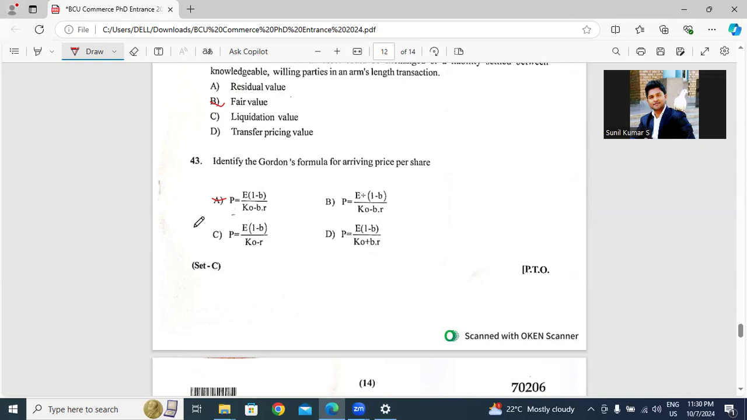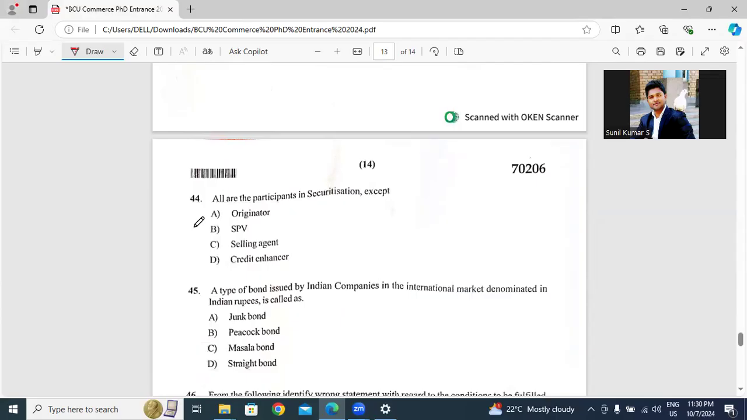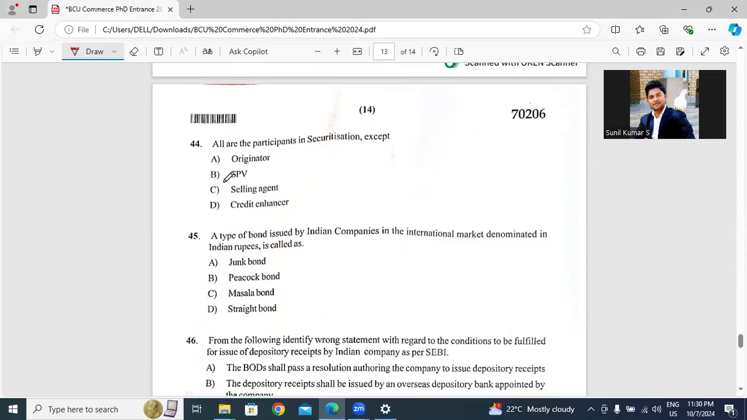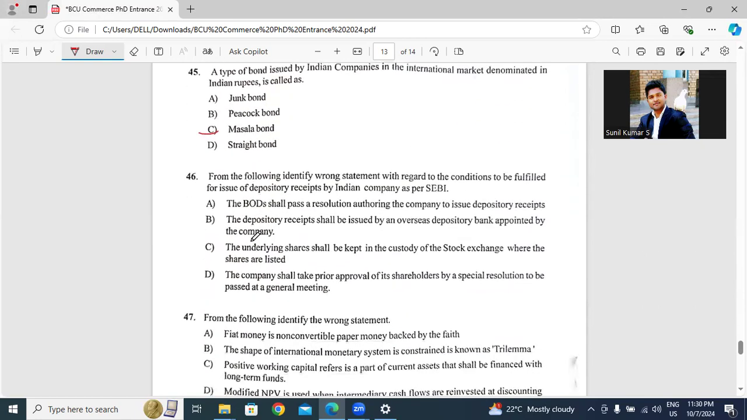So next, let us move to the next question, that is the 44th one. All are the participants in securitization except selling agent. Next, a type of bonds issued by Indian companies in the international market denominated in Indian rupees is called masala bonds. This is the right answer because it refers to the Indian masala or uniqueness in trade.